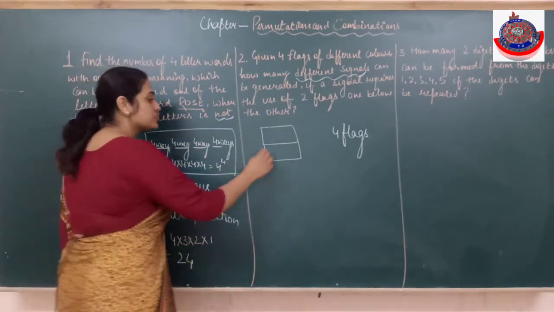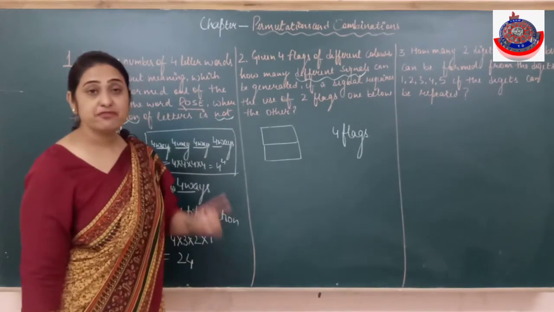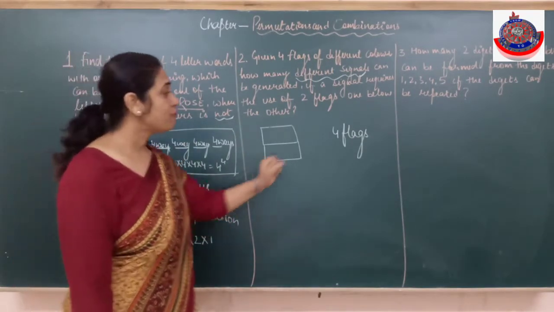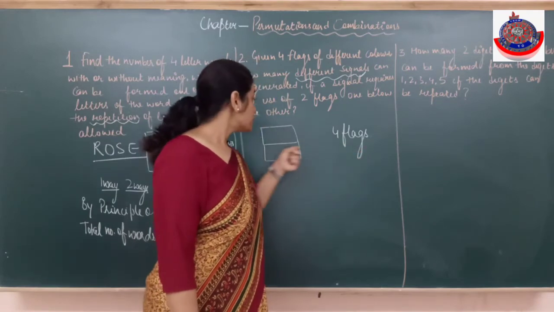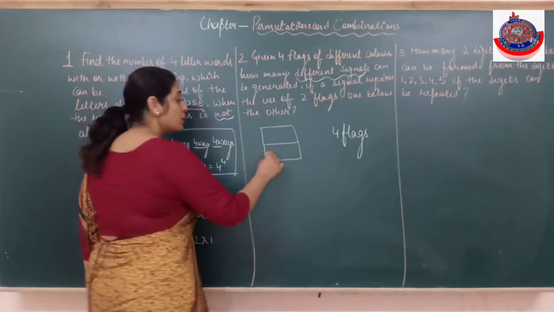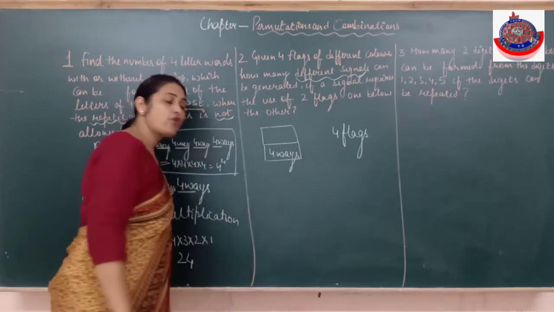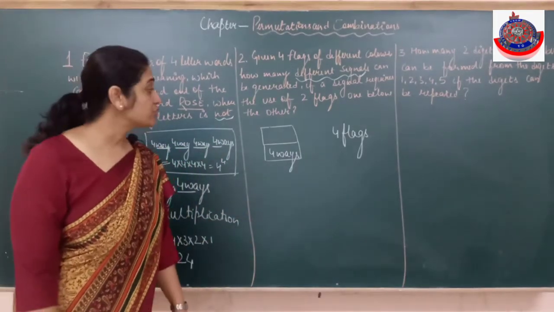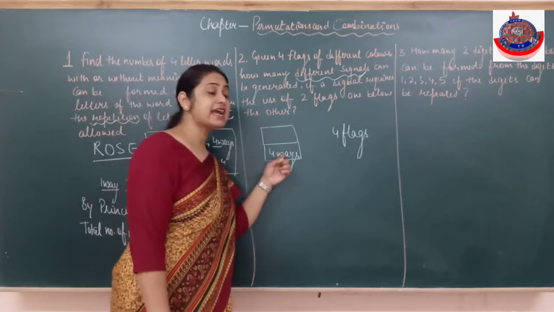Now coming to the first blank. The first flag. How many options does the first flag have? I have 4 flags. Red, blue, yellow, green. Is it clear? So the first flag can be any one out of those 4. So that means the first flag can be chosen in 4 ways. The first flag can be chosen in 4 ways. Is it clear?